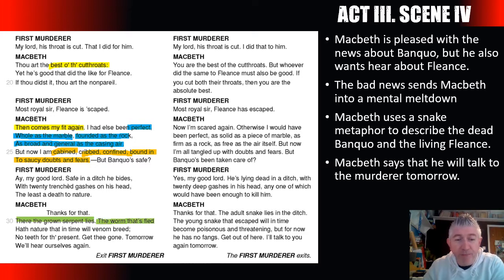So, not for the first time, not even for the second time, we have a snake metaphor here. Macbeth calls Banquo the grown serpent, as in the adult snake, who now lies dead. The worm is Fleance, the baby snake that's fled, and in time, when he grows up, he'll be dangerous, he'll have venom, but at the moment he's not got any teeth to hurt Macbeth. So we've had a snake image now at least three times that I can remember. It's one of those ideas that Shakespeare keeps bringing back in. And obviously snakes and serpents have associations in Christian faith with the devil, lying and treachery. So it's a real negative metaphor that's being used here.